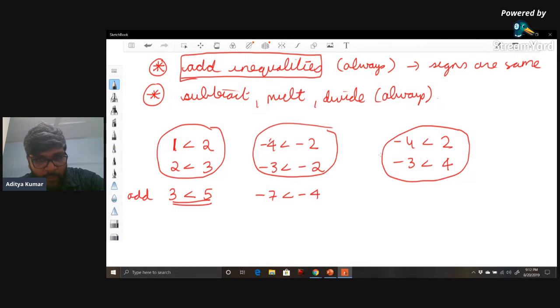And minus 2 is minus 4. Absolutely fine. Inequality is true. Minus 4 minus 3 is minus 7. 2 plus 4 is 6. Absolutely fine. Inequality is true.